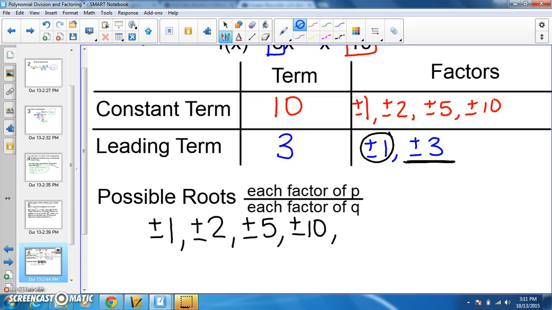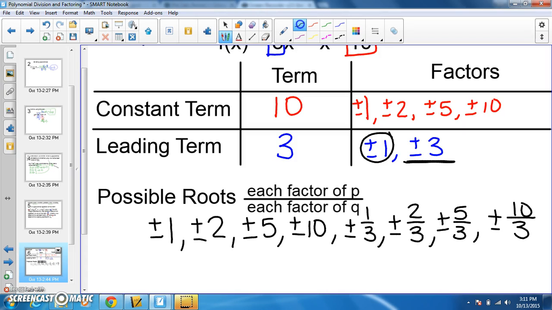We then divide by positive or negative 3. We have positive or negative 1/3, positive or negative 2/3, positive or negative 5/3, and positive or negative 10/3. So these are all of our possible roots, and if we plug them into our original equation, the result would be 0 if it was a root of the equation.